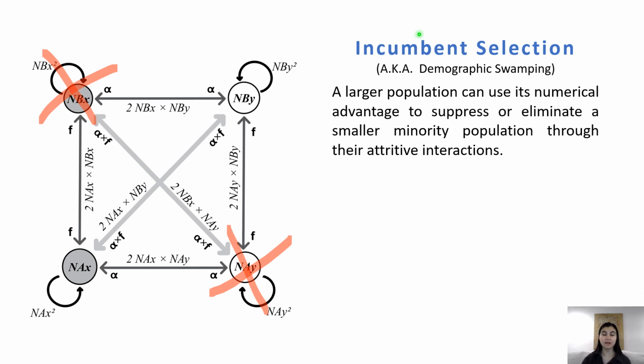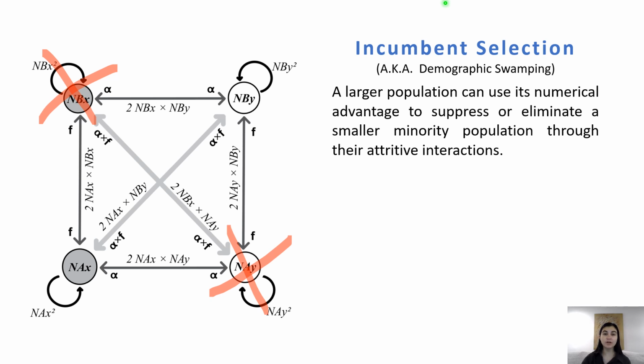We call this incumbent selection, meaning the larger population can use its numerical advantage to eliminate the smaller minority population, despite the fact that there are available niche resources for NBY, causing them to have increased reproductive fitness. They can still be driven to extinction via this incumbent selection phenomenon.